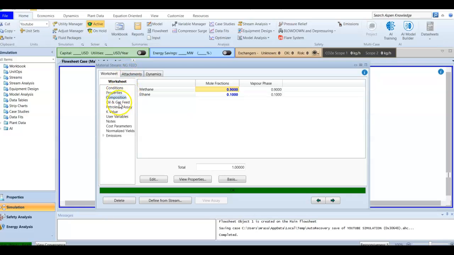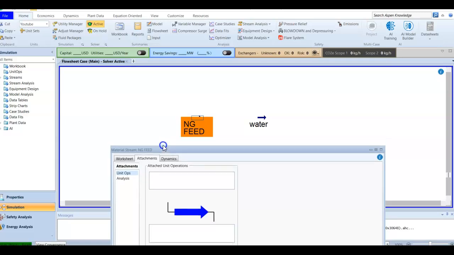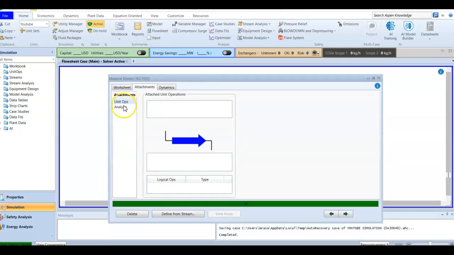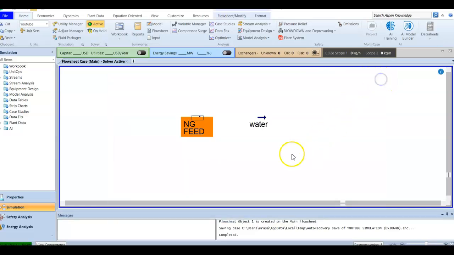Here, if we enter, this section will be covered more in the refinery. For the attachment over here, we have a unit operation and the analysis. For the unit operation, this material stream is not attached yet to any valve or compressor. This is what is meant by unit operation: it will be an inlet for someone and an exit for someone. And this is the most advanced, it's a PF or the dynamic. Okay, so this is for our natural gas.